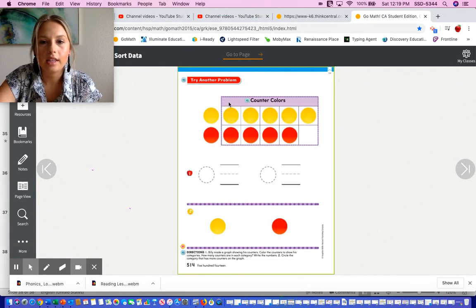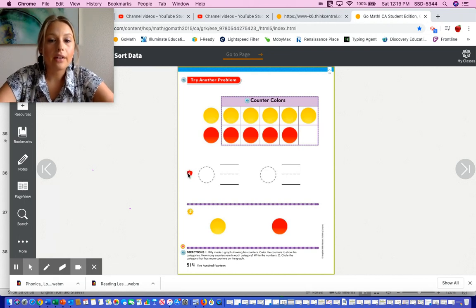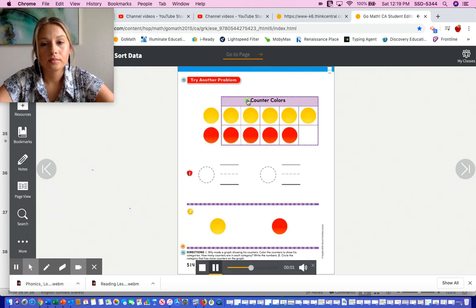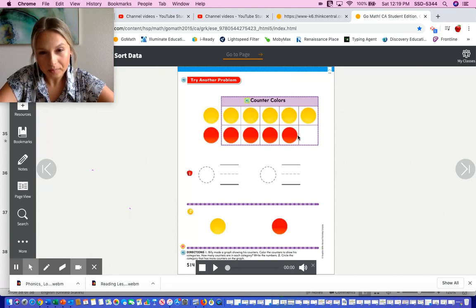The title of this graph, find red apple number 1. We're going to be reading the graph and we're going to be putting the numbers of counters. So the title of the graph is Counter colors. Counter colors. So there must be graphing by counter colors. So I see the first row is yellow. The second row is red.